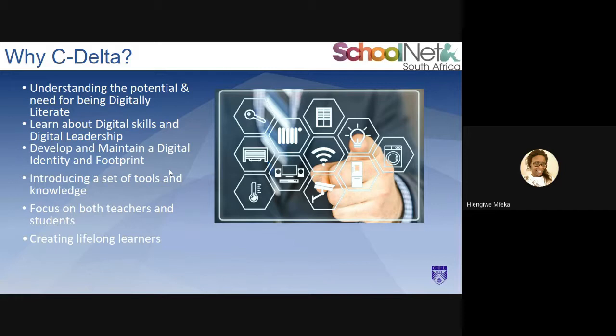Same thing here. Now, what is also lovely about the program is that it focuses both on teachers as well as students. Normally, we find that programs are targeting teachers, but this one is also for students. There are certain modules which are targeted to students, and then there are those which are designed or specifically targeting you as an educator. Obviously, with all this list, it's about creating lifelong learners.